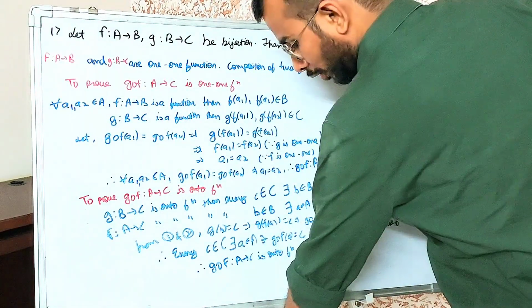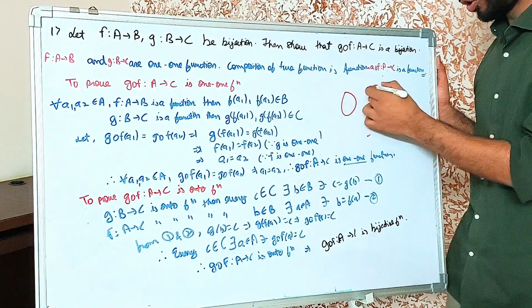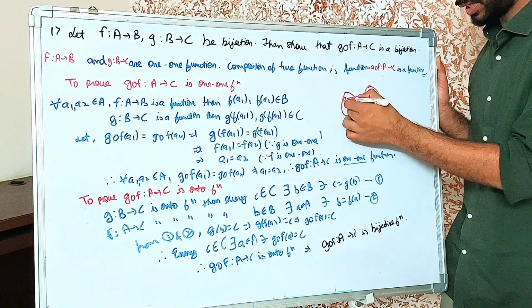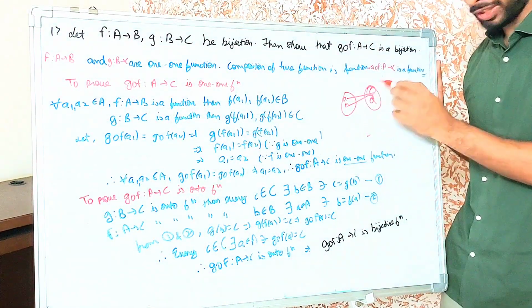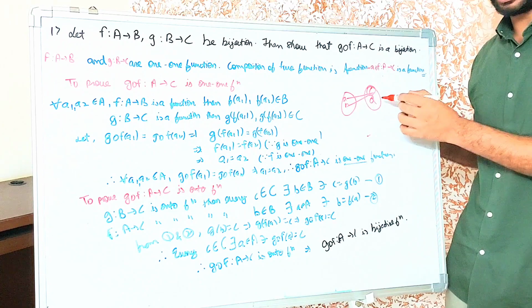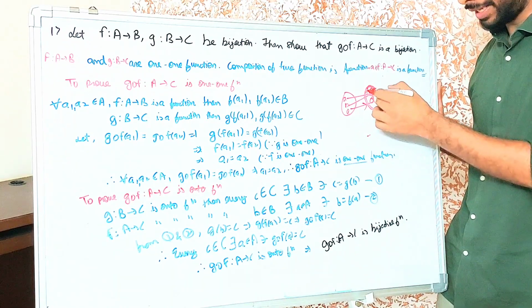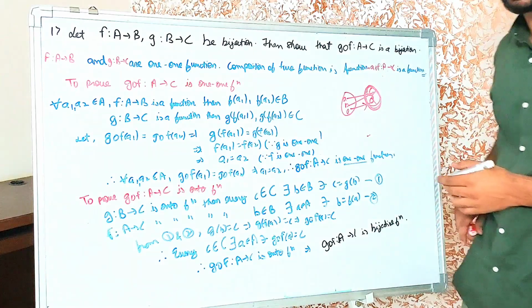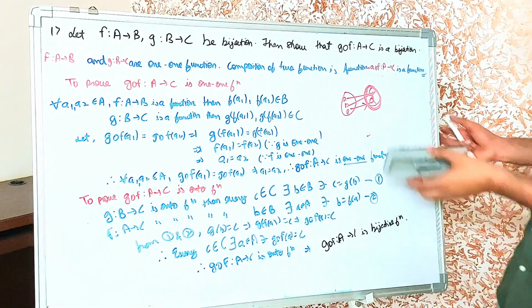Okay, now let's move on to onto. Onto means codomain equal to range. Codomain equal to range means, let's say this is A, B, C, D. So the output is only C, but the codomain is C and D. Let's say there is E. Now codomain is C and D, range is also C and D. Then we can say that yes, it is an onto function.